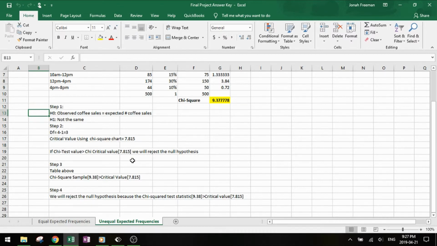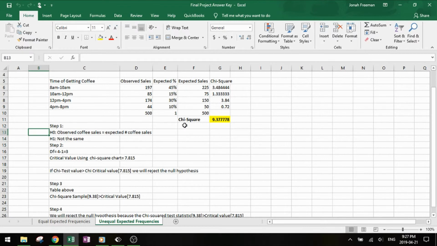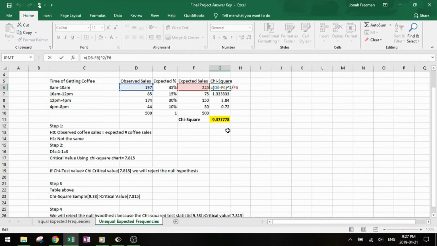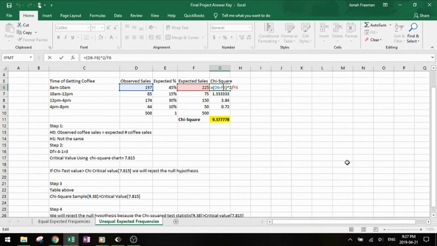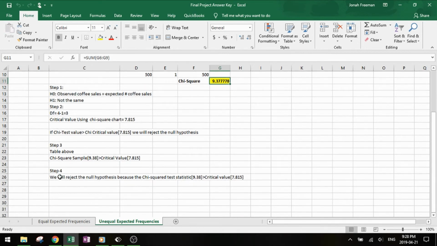Step 3, we multiply the total sales by the expected percentage to get the expected sales. We do that for each time frame of the day. Then we calculate chi-squared using the formula, same as in example 1. We find that our test sample chi-squared returns a value of 9.38, which is greater than the critical value of 7.815. Therefore, we will reject the null hypothesis.